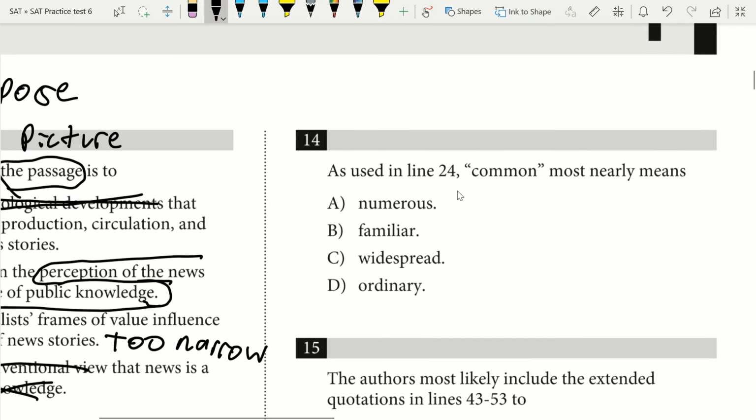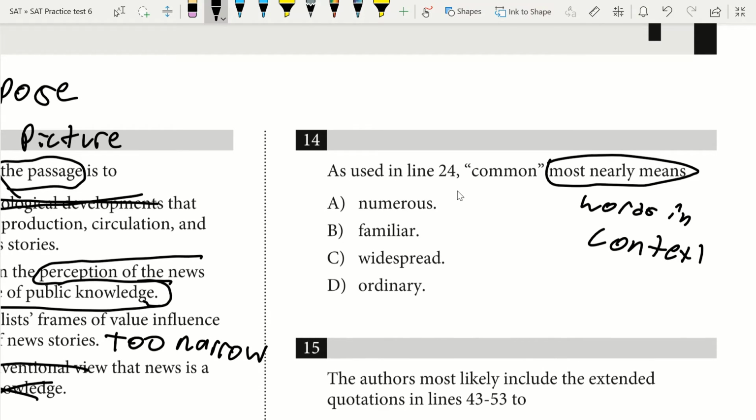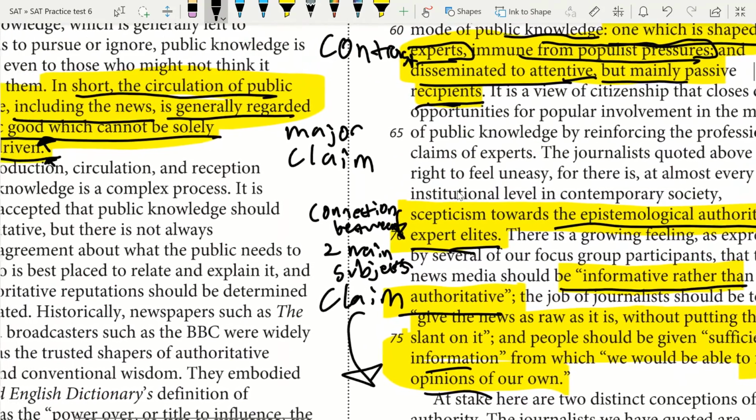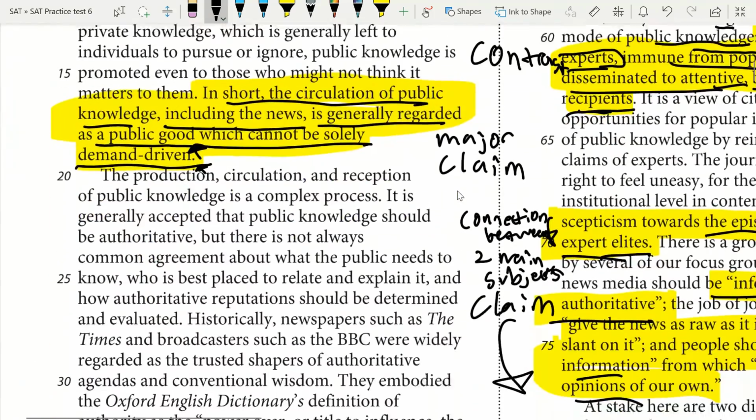Okay, all right, now 14. This is a words in context question. How do we know it's a words in context question? Well, anytime we have "most nearly means," we know it's a words in context question. So anytime I have a words in context question, I'm going to find my word, my line, go there, come up with my own answer choice first before looking at my options. So I got line 24, common. Let's go find line 24.